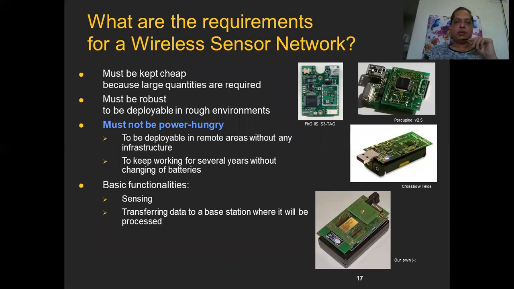So what are the requirements of the sensor node? The first and foremost is they should not be power hungry. They should be deployable in remote areas without any infrastructure. So naturally, most of them are based on solar batteries where they charge themselves and keep functioning. And they have to be very durable, robust to handle any extreme conditions that may happen. It must be cheap because large quantities are definitely required. So it must be robust to be deployed.